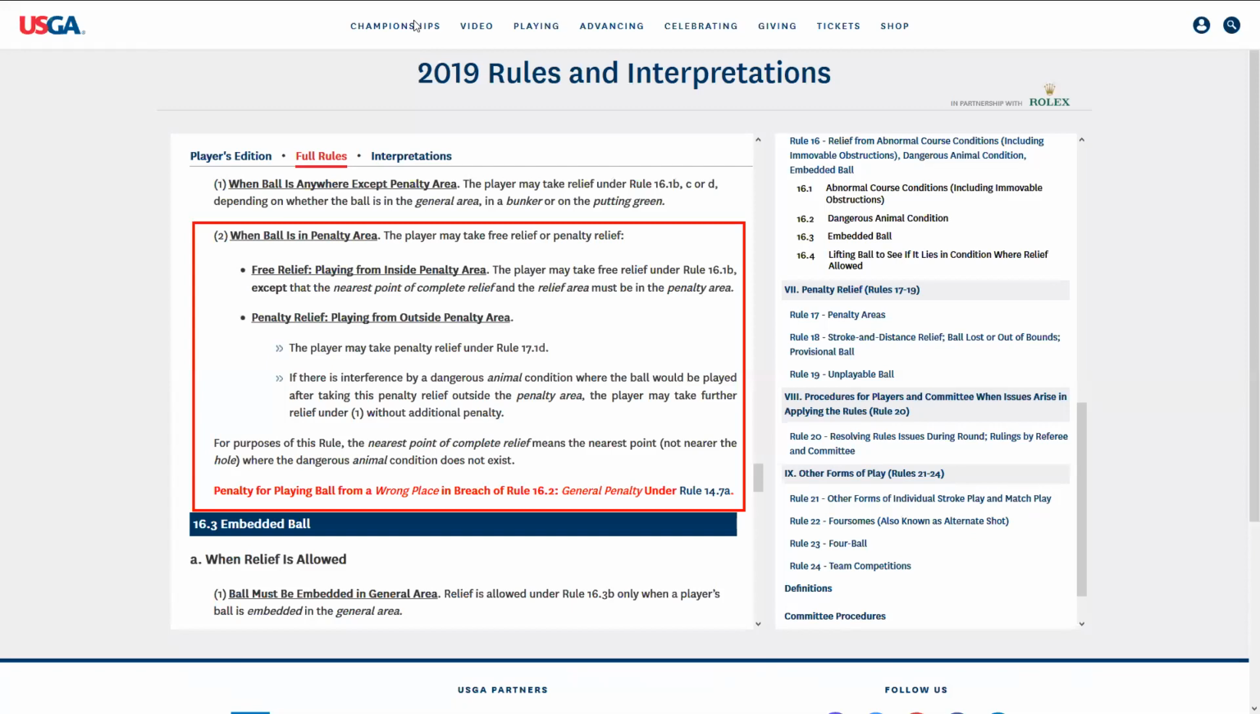There's also an error in the paragraph right above it. It says the player may take penalty relief under Rule 17.1D. That is correct, but you could also do it under 17.2, and we're going to talk about that next time. That simply means that if you've hit your ball from a penalty area and the ball's still in the penalty area, you're under 17.2, not 17.1.